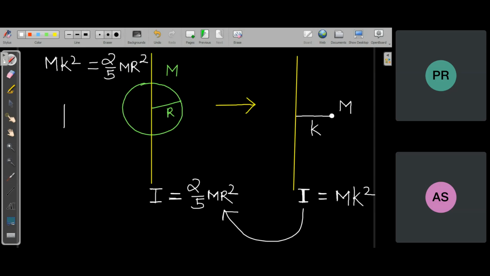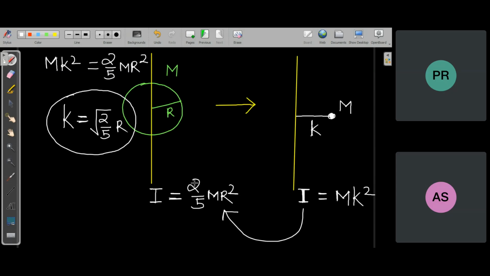So here I can cancel m on both sides, and then I will get k as root under 2 by 5, with r coming outside: root 2 by 5 r. So if you replace this whole sphere by a point mass kept at a perpendicular distance of root 2 by 5 r, then the moment of inertia of this point mass about the axis will be exactly the same as the moment of inertia of this sphere about the axis. That's why this distance k is called the radius of gyration of the sphere.